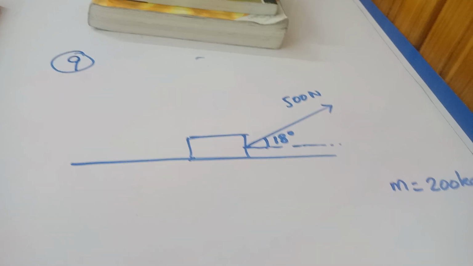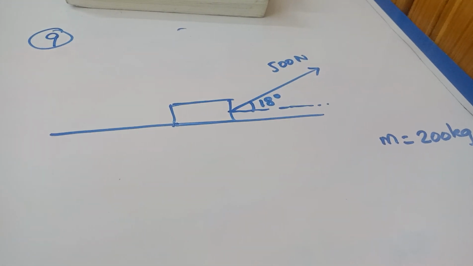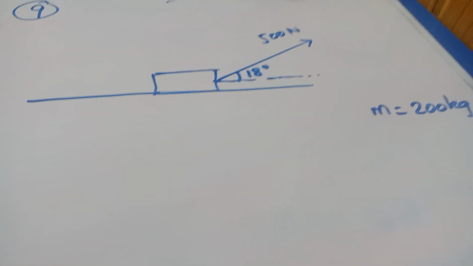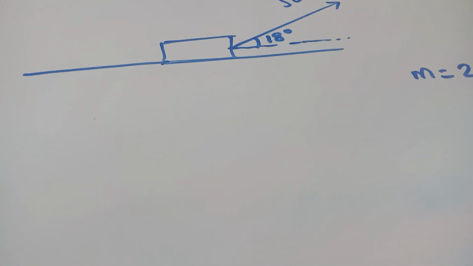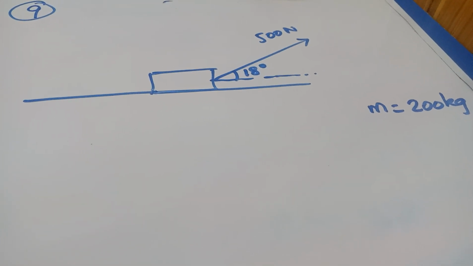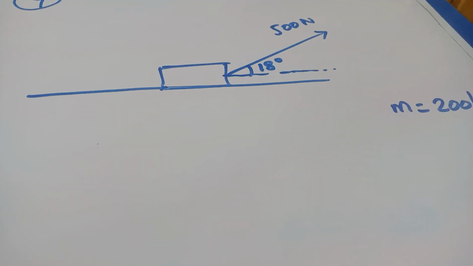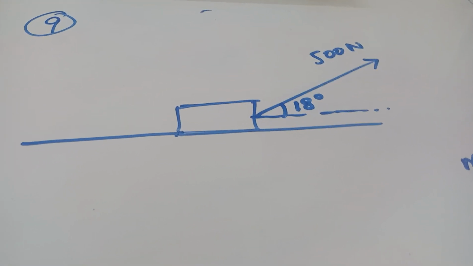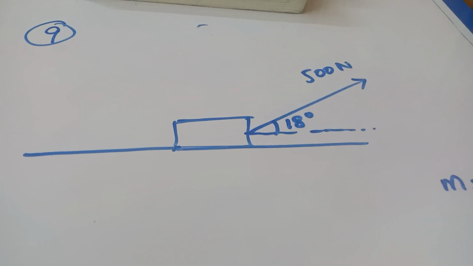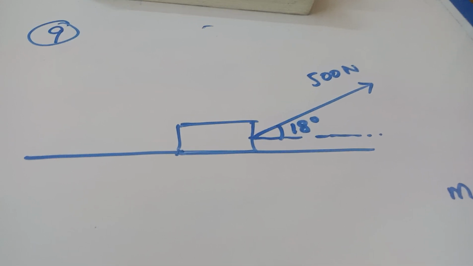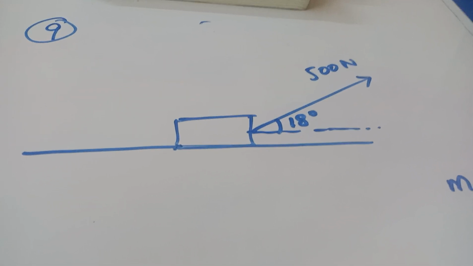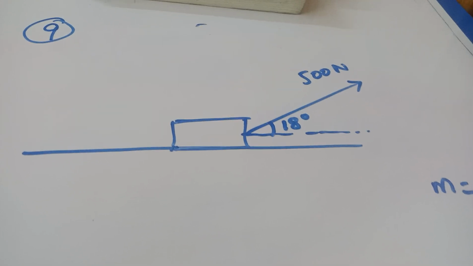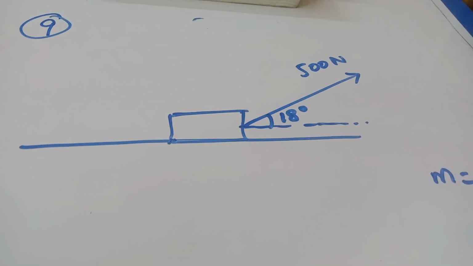In the ninth question, we are given that a sledge of mass 200 kg is being pulled by a woman along rough horizontal ground. She exerts a force of 500 Newton at 18 degrees above the horizontal, and the sledge is on the point of slipping. You must underline first of all the rough surface and then the point of slipping. What does it mean when we say that this is on the point of slipping? This is in a state of limiting equilibrium, and the limiting friction is in action there.